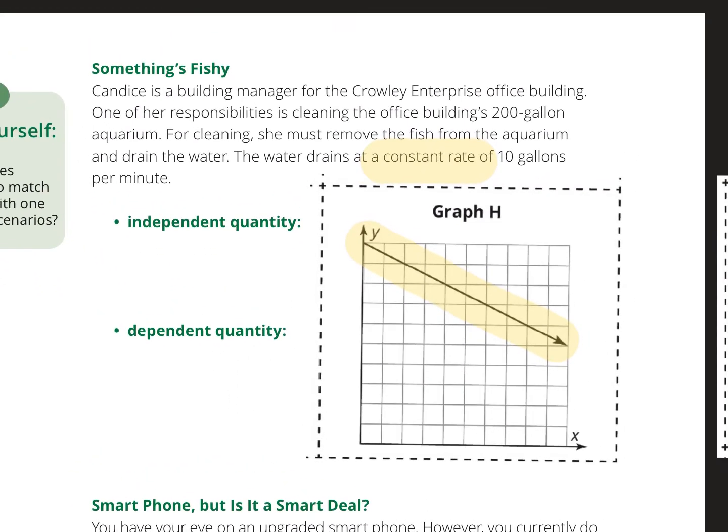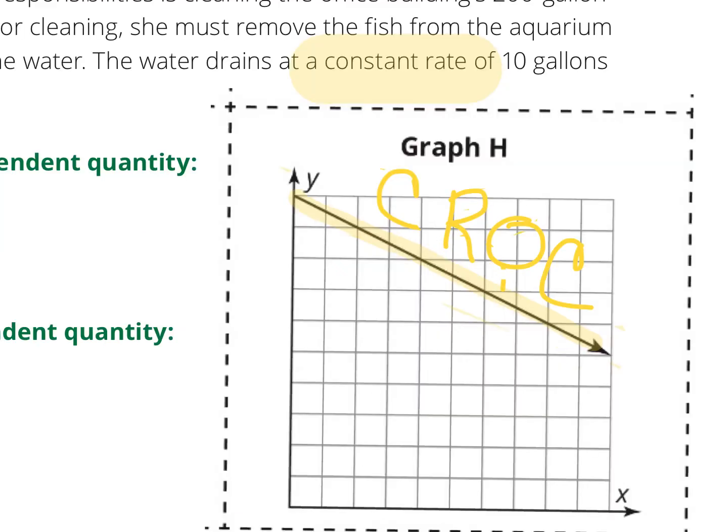So this particular graph has a bunch of different words that could go along with it. For starters, we've got that constant rate of change, which I'm going to abbreviate just like this. So we're going to abbreviate it with the word CROC, okay, for constant rate of change.